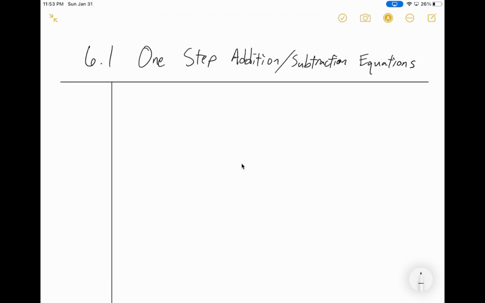All right, class, today we are going to be starting out chapter 6, lesson 1, one-step addition and subtraction equations. One-step addition and subtraction equations. These are things that you probably have learned before in the past, I think in 6th grade or maybe even before that. So we're going to go over it.